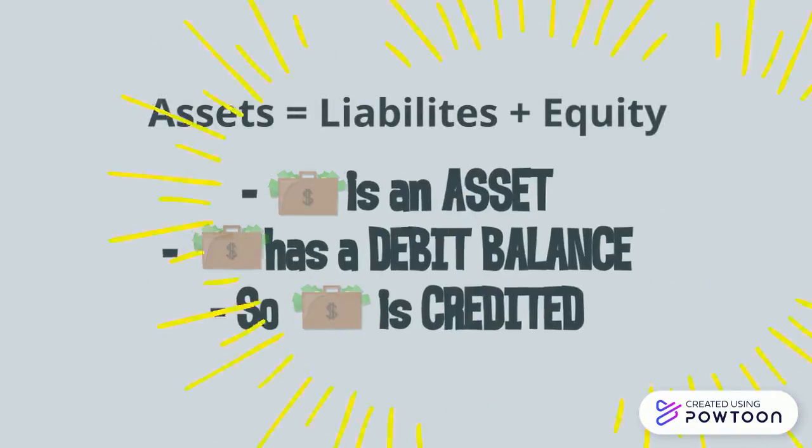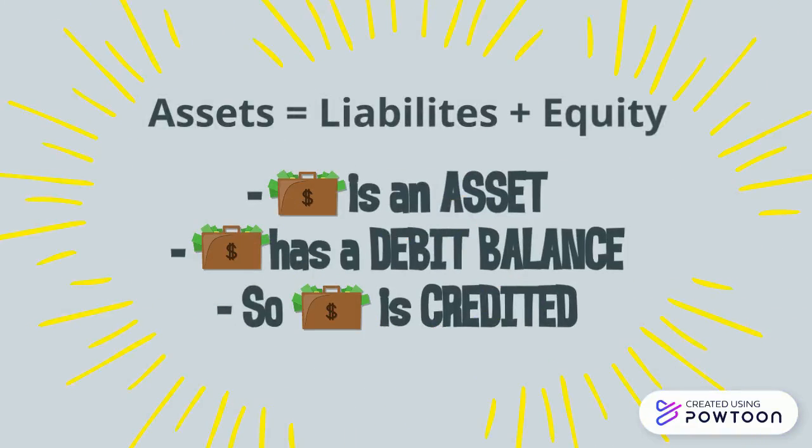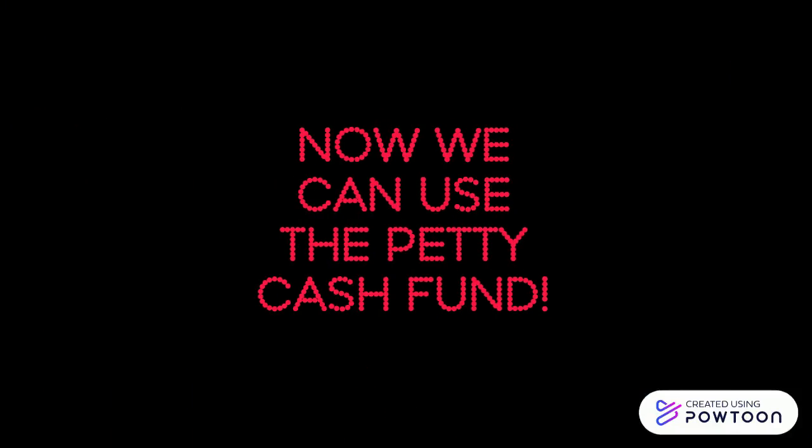If you're finding this a bit confusing, I want you to remember that assets equals liabilities plus equity. And since cash is an asset account, its normal or expected balance is a debit balance, which means in order to decrease our cash account, it must be credited. And now we can use the petty cash fund to buy supplies.